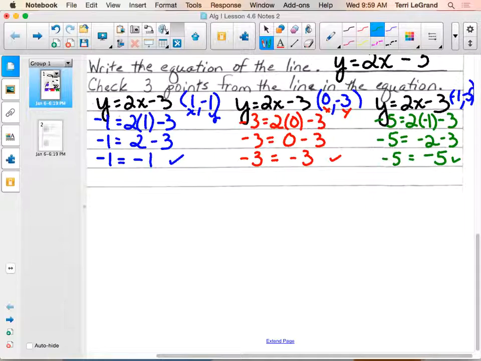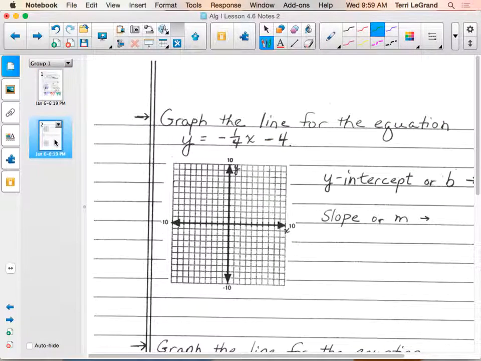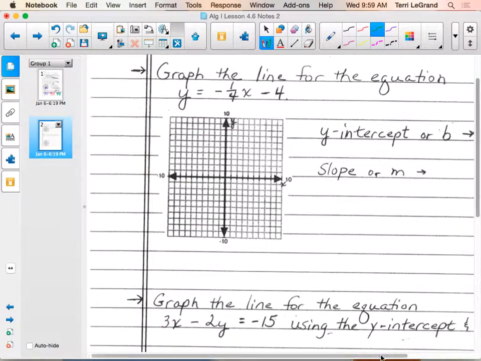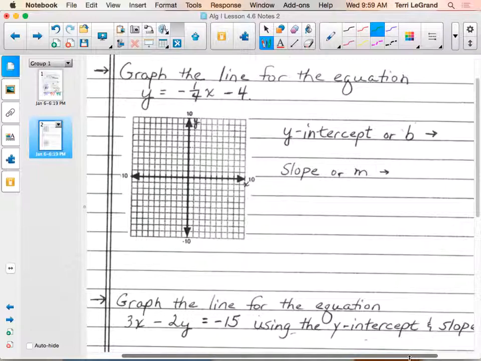Okay, then let's go to the back and see what we have to do back there. Okay, we're going to graph the line for the equation. This time they give us the equation. They say y equals -1/4 x minus 4. So, what's our y-intercept this time?